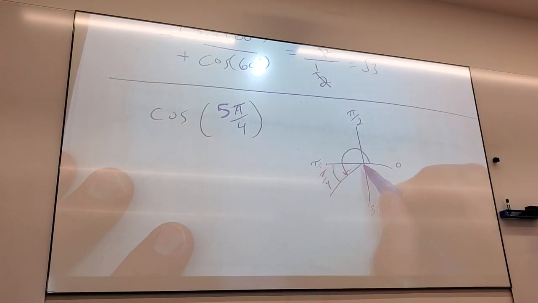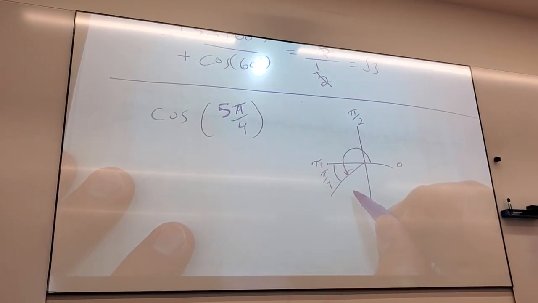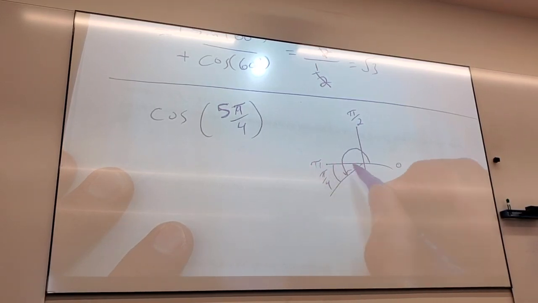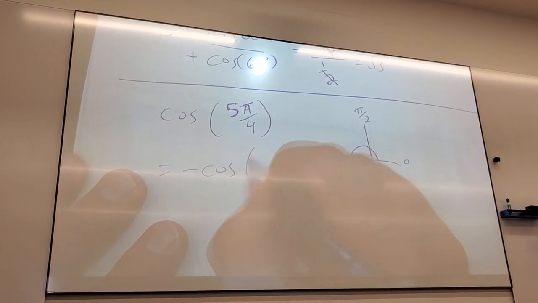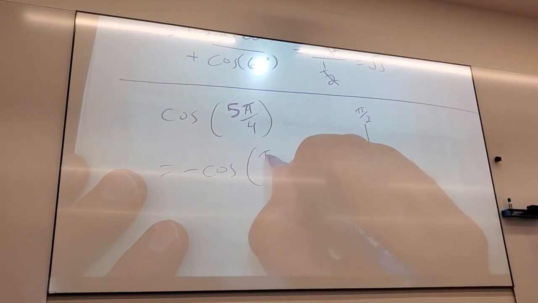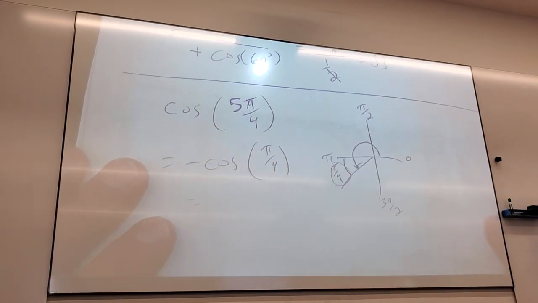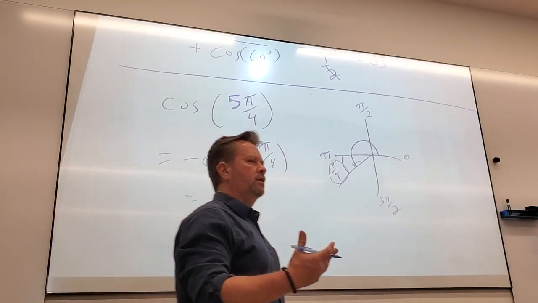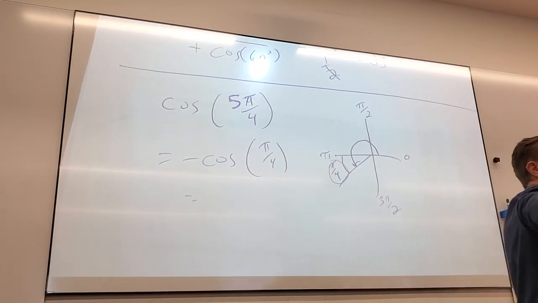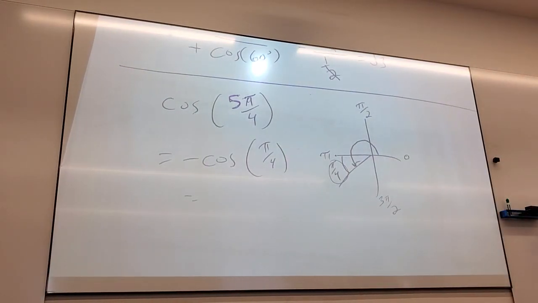So I am in quadrant 3. What's true about the x values in quadrant 3? They're negative, so this is going to be negative cosine of the reference angle. It's okay right now if you have to translate pi over 4 back to degrees, but try to live in the radians as much as you can.